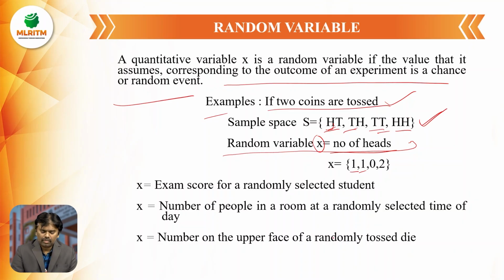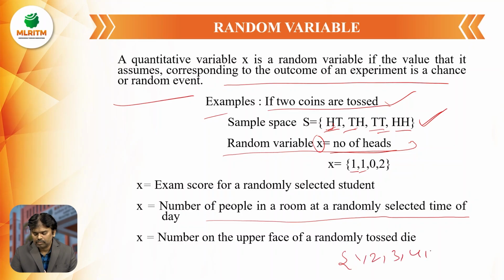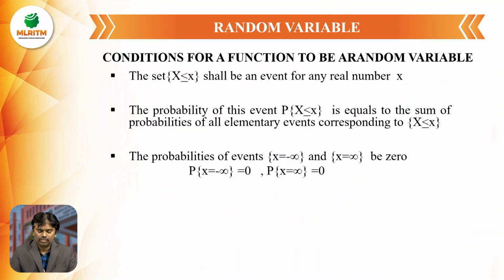So assigning some real value to each and every outcome of any experiment is said to be a random variable. One more example is the exam score of a randomly selected student. Every student has some exam score, that is, we assign some value. Next, the number of people in a room at a randomly selected time of day. We are also assigning some number. Next, the number on the upper face of a randomly tossed die. If a die is rolled, my sample space is 1, 2, 3, 4, 5, 6. I assign some value, that is X is equal to the number on the upper face. After rolling a die, what is the number on the upper face? This is the random variable definition.